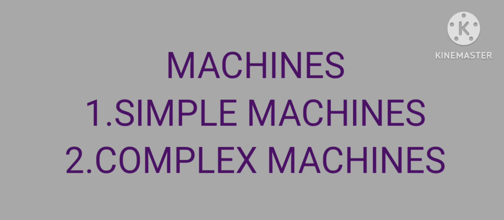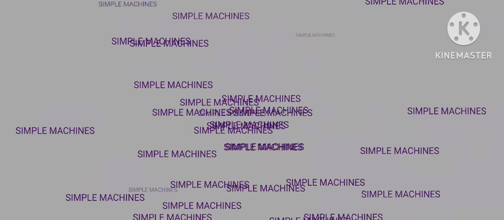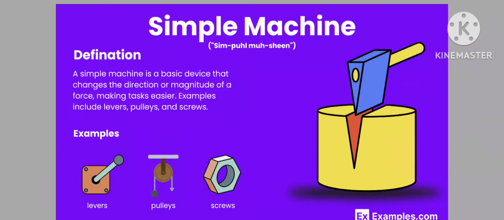Next, machines can be classified into two types. The first one is simple machine and the second one is complex machine. So first we can talk about what simple machines are. Basically, we can define a simple machine as a machine which has few or no moving parts at all. It is a basic device that changes the direction or magnitude of a force, and it also makes the task much easier.